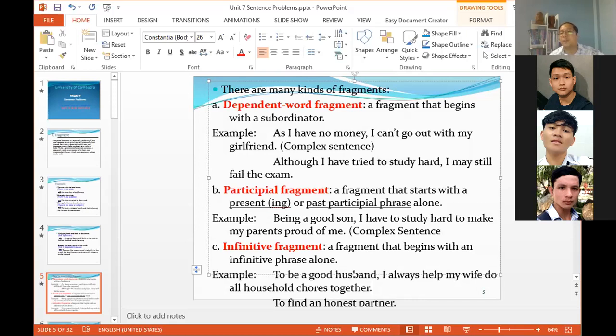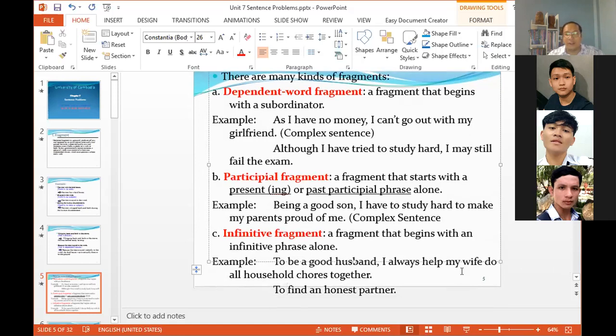Okay, you see, by this way we can correct the infinitive fragment. Or the second way, to add one subject and verb. So we just say what? Say Harry is a good husband. Harry wants to be a good husband. No problem, right? Harry really wants to be a good husband. This is the way we add subject and verb, for the second way.